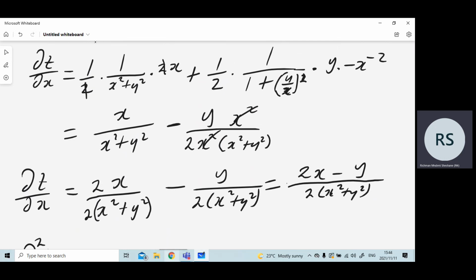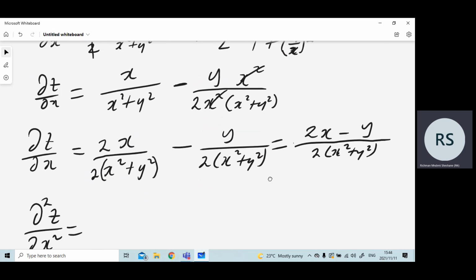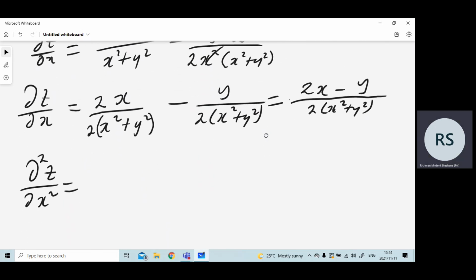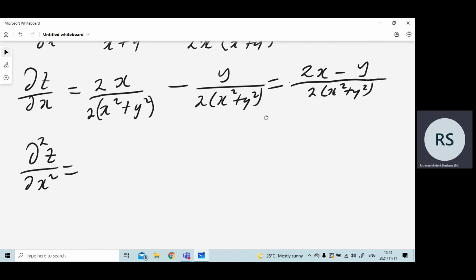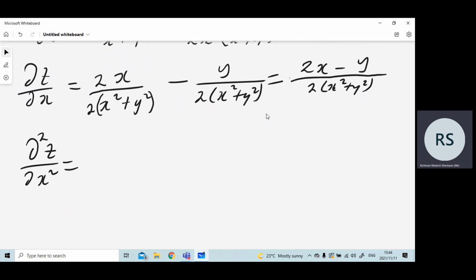This one brings a simplify, and so that's the sum from my first partial derivative with respect to x. Now I'm going to find the second partial derivative with respect to x.